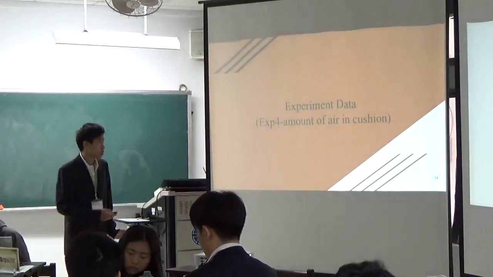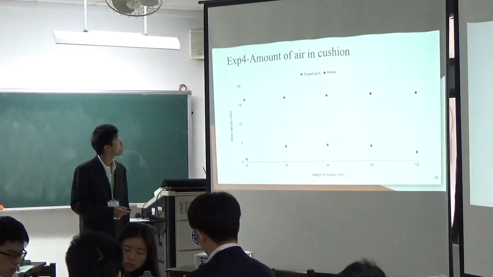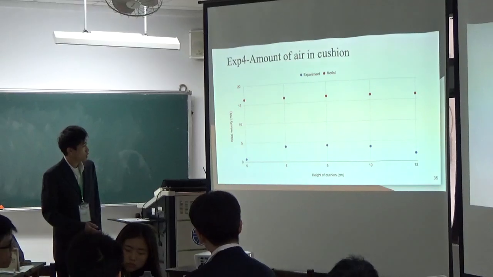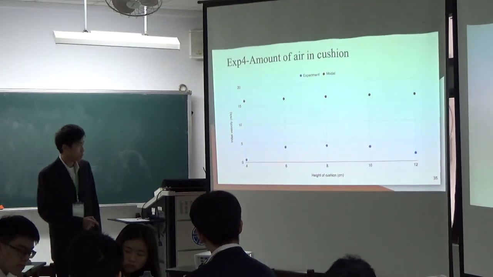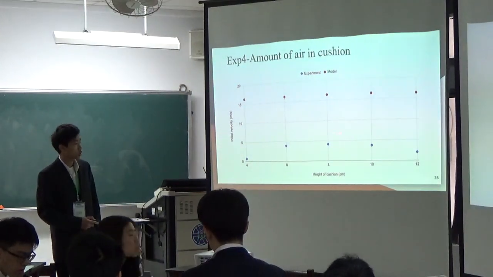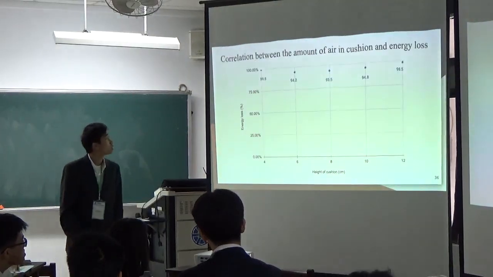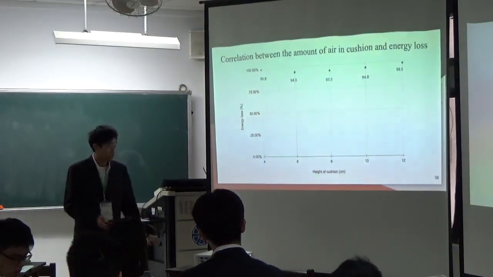For experiment 4, we discussed the amount of air in the cushion. So this is our results. You notice that it also appears to be a curve, reaching its optimal cushion height of 8 centimeters. This is energy loss and the amount of air in the cushion.